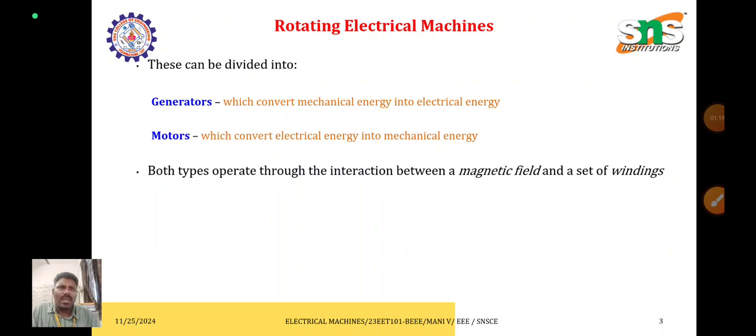So normally, rotating electrical machines can be classified into two categories. One is called a generator and the other is a motor. A generator converts mechanical energy into electrical energy, and the motor is vice versa, it converts electrical energy into mechanical energy. Both generator as well as motor operate through the interaction between the magnetic field and a set of windings in the armature.